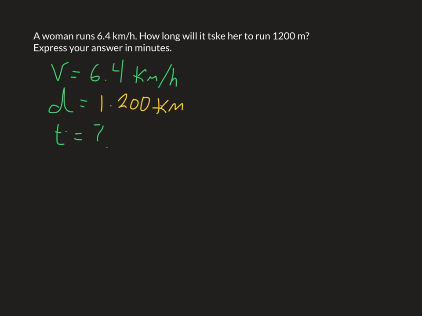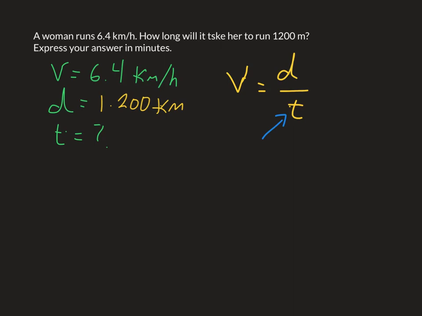So the formula that we always have is V is equal to D over T. That's how it's written in your booklet, which is why we always start here, all right? But now this time we're trying to solve for time. And this one's a little bit tricky because it's not super intuitive how to rearrange it, all right, so follow along with me here.